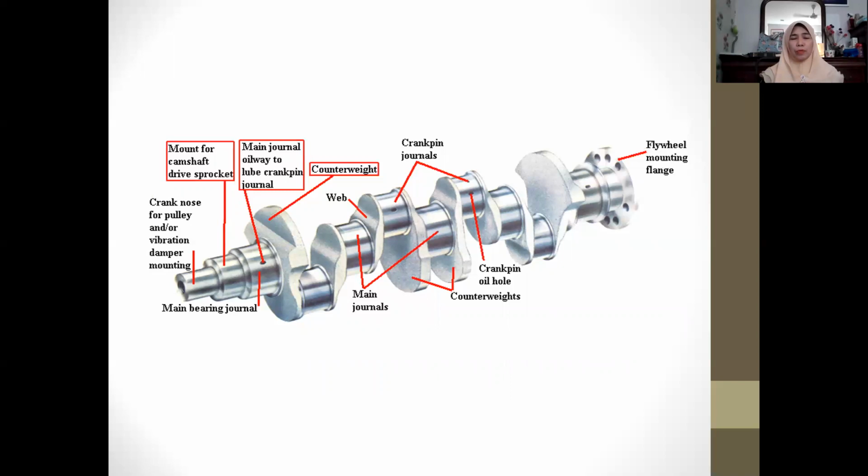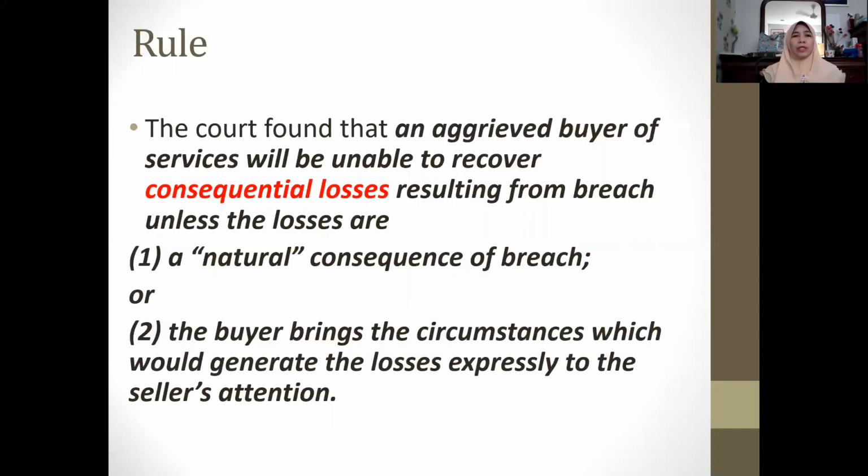So this is just for your information. This is how the crankshaft looks like. The plaintiff only had one of it, so without this, they could not run their business. So this is the rule, which is extracted from Hadley v Baxendale just now.